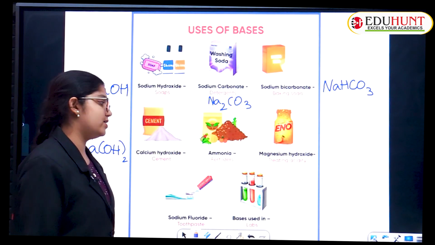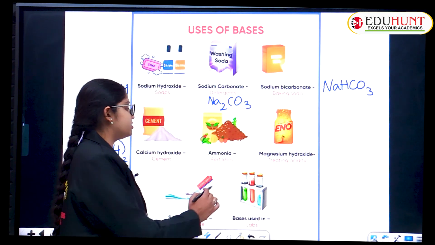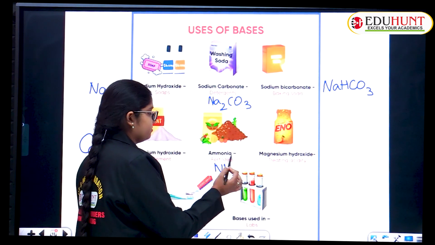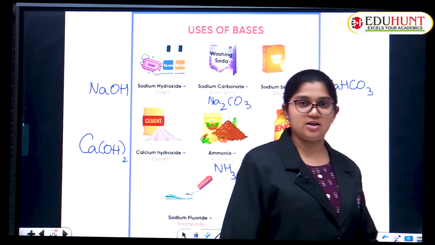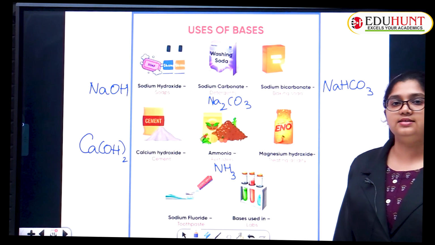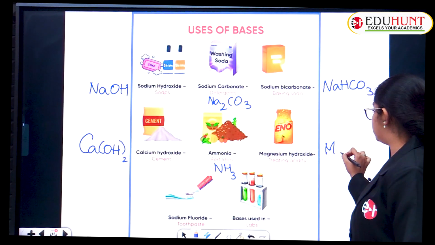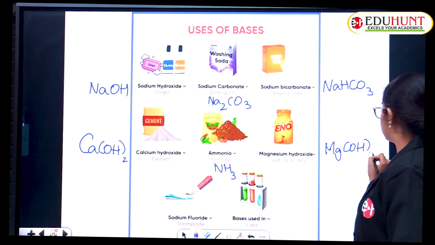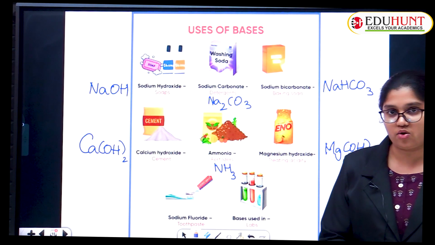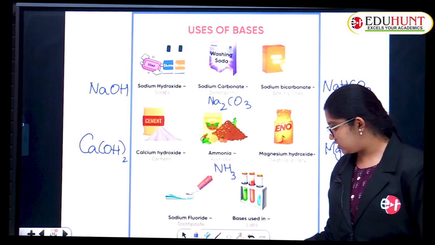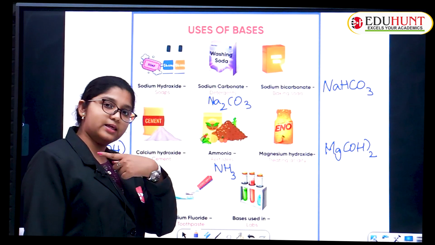Next is ammonia. Ammonia is used in fertilizers. The formula is NH3, ammonia, used in fertilizers. And next, magnesium hydroxide, which we know acts as an antacid to treat stomach acidity. Mg(OH)2, the common alkali magnesium hydroxide, treating acidity.